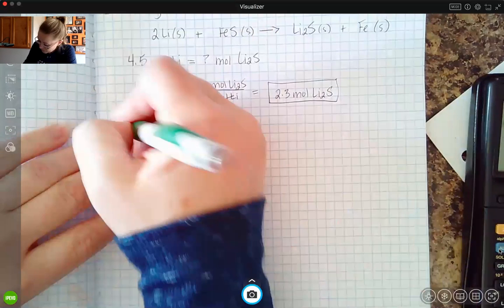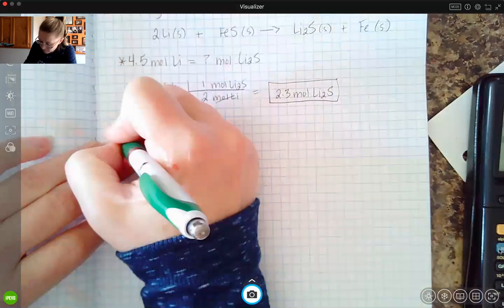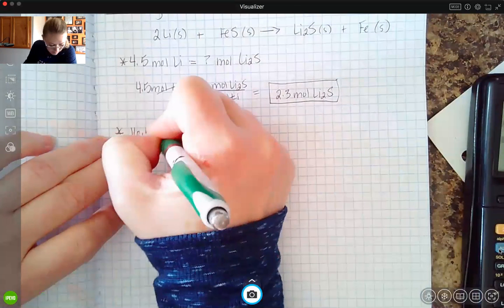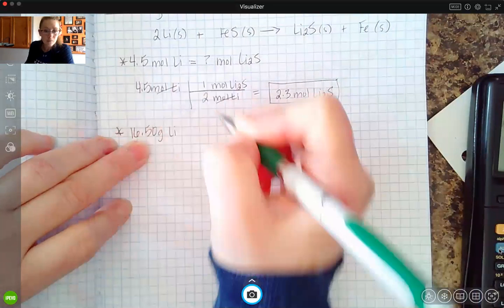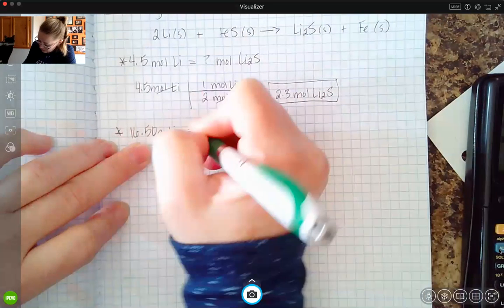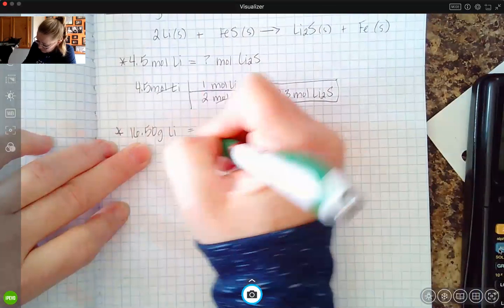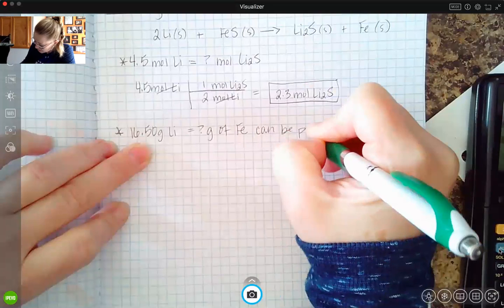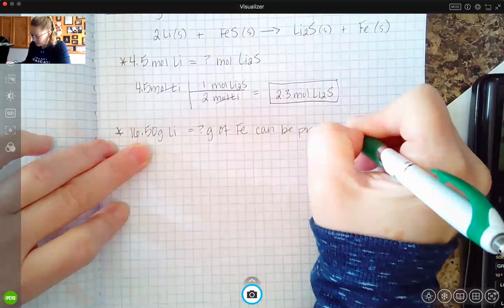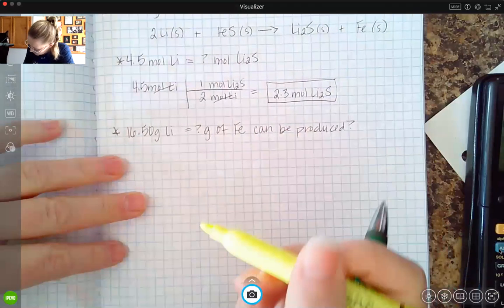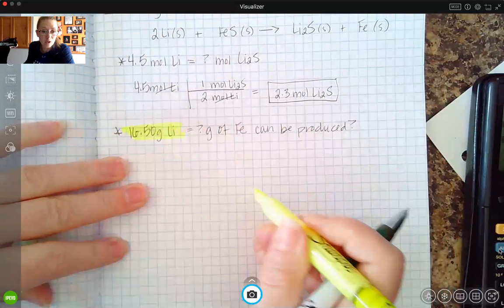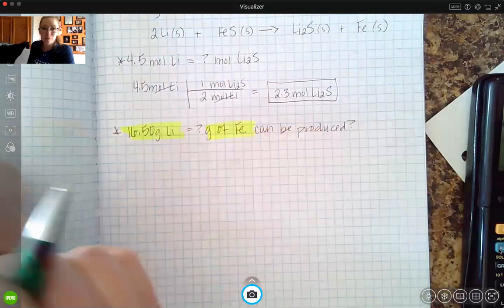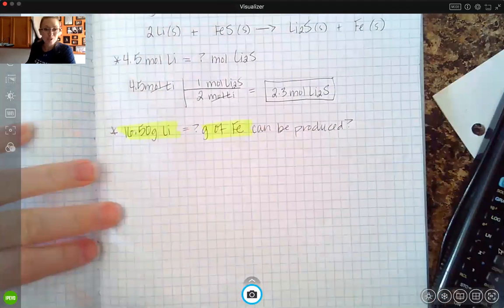So here's our next problem. Let's say that you measure out 16.50 grams of lithium, and you want to know how many grams of iron can be produced. So here's our question. 16.50 grams of lithium. This is what you've measured out in your lab. And you want to know how many grams of iron could possibly be produced. Boots is super interested in this.